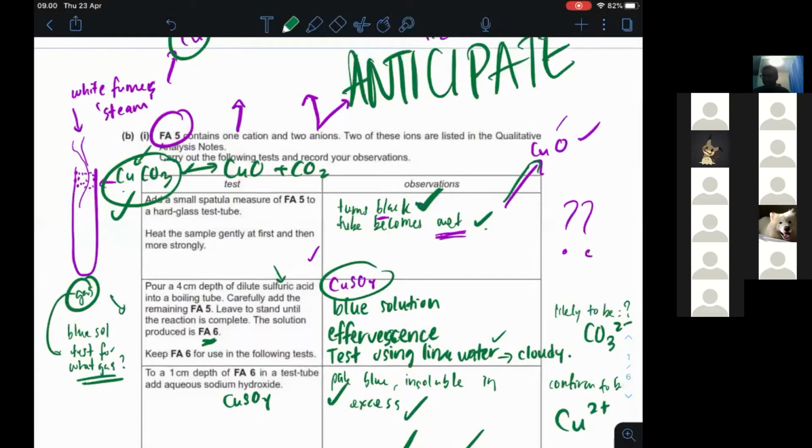This one of course I don't plan. I just heat up, I saw it's black. I don't know whether it's going to give me carbon dioxide also or something like that. I didn't test for carbon dioxide. But here, I know it might be giving me carbon dioxide, so let's test for carbon dioxide. So I test. This is important. You need to anticipate what you need to do.